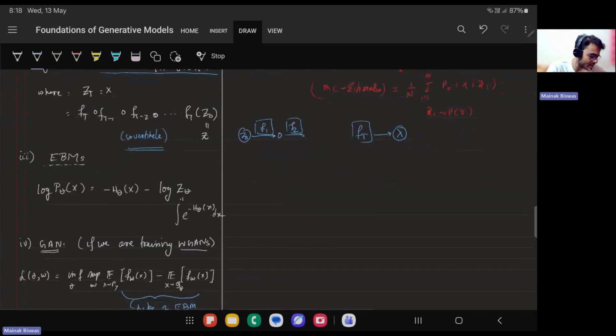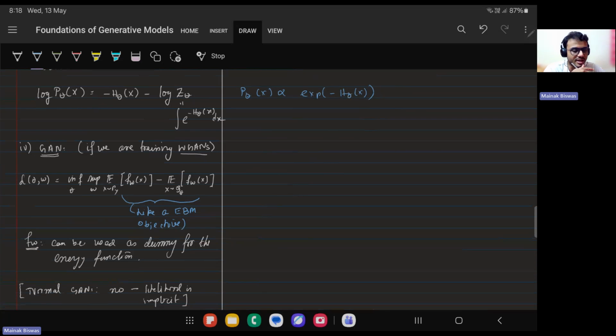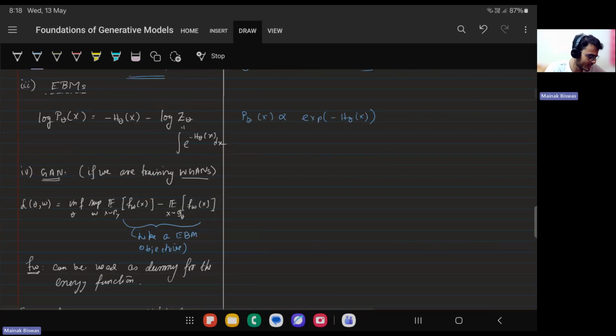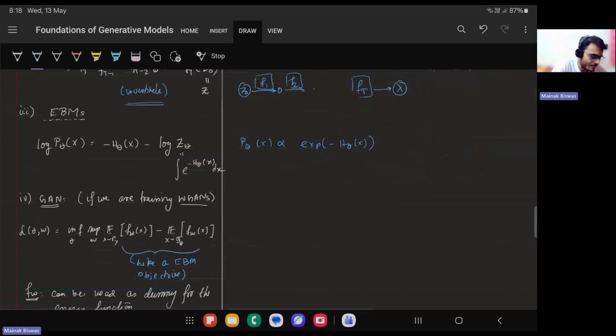For EBMs, p theta of x was directly proportional to exponent of minus H theta of x, so we get the numbers directly. I'm revising all the methods that we did: VAEs, GANs, diffusion models, flow models, variational models, and EBMs. Normal GANs map from z to x through a function G theta, the generator function.